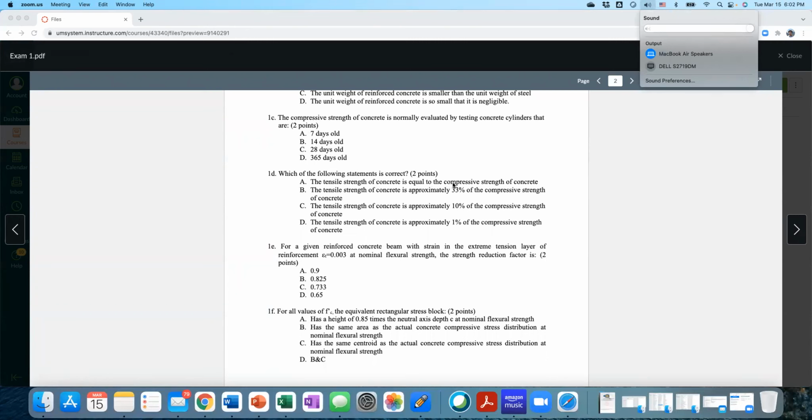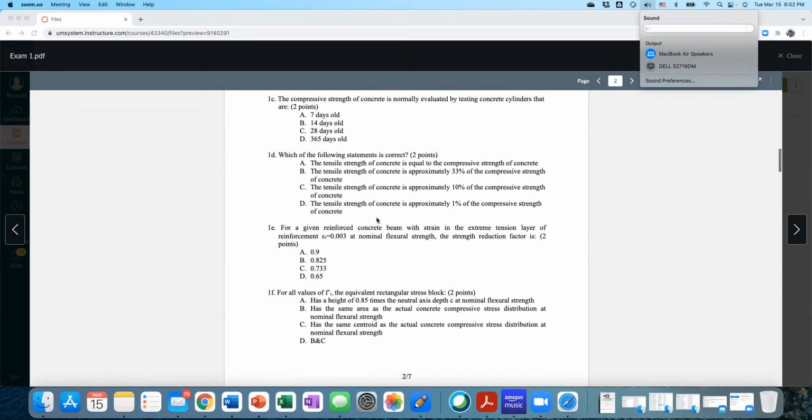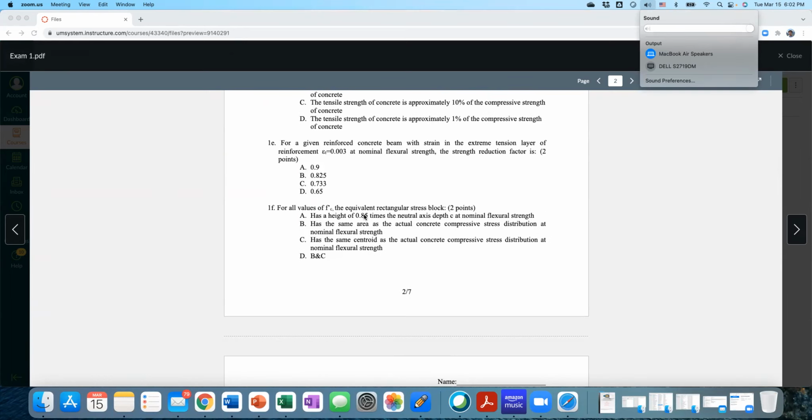Now, which of the following statements is correct? Well, tensile strength is equal to compressive? Definitely not. It's asymmetric. Tensile strength of the concrete is approximately 10% of the compressive strength of concrete. 33%, that's too high. Okay, 1% is too low. So you figure out, right, which one is the correct answer here, right?